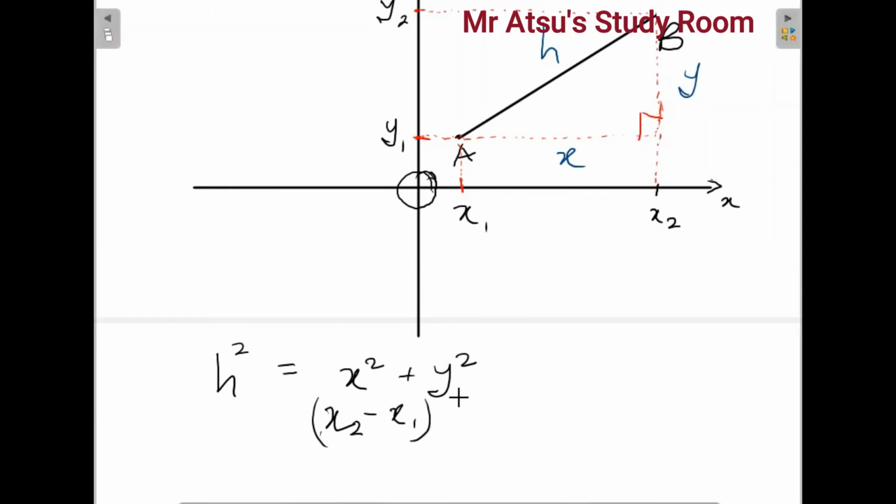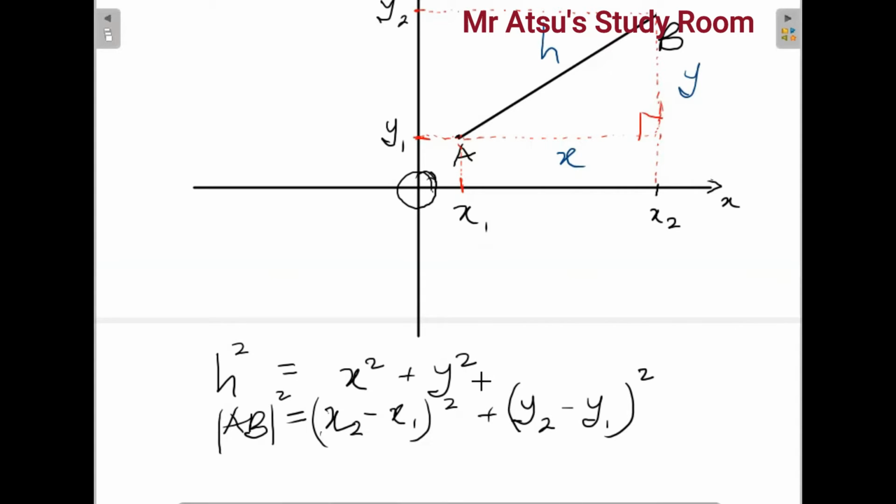So x2 minus x1 squared, plus the same thing is going to happen along the y-axis. That is the measurement from 0 to y2 minus from 0 to y1. So that's y2 minus y1 all squared. h squared is also the same as our line AB. So let me write it as magnitude AB squared equal to what we have.